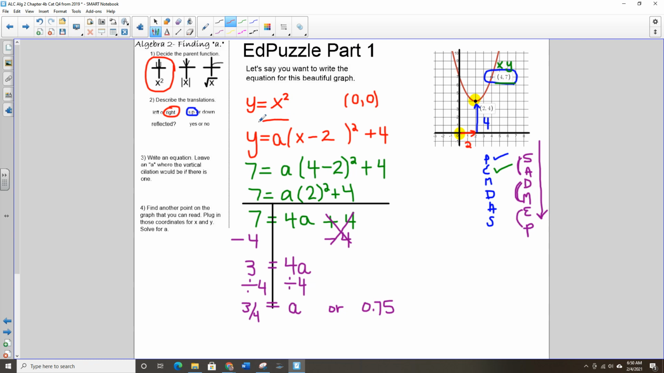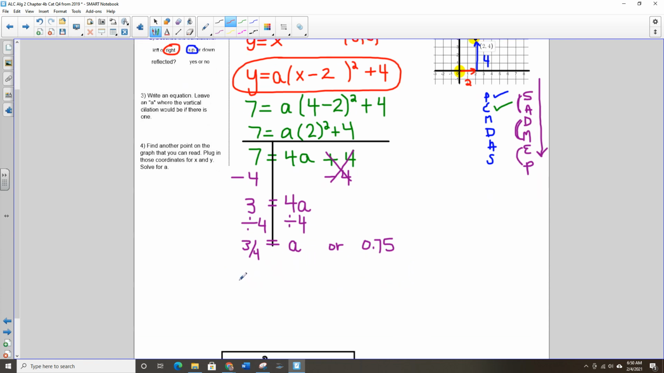is to make sure you rewrite your equation. You did all this work, you should at least get to celebrate the finished product. So you're going to do y equals, and I'm going to put the 0.75 in because I think that is going to make the most sense to you guys. So 0.75, and then the rest of it is x minus 2 squared plus 4. And that is the equation for that graph.